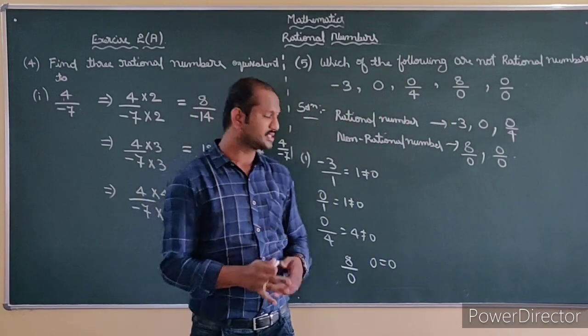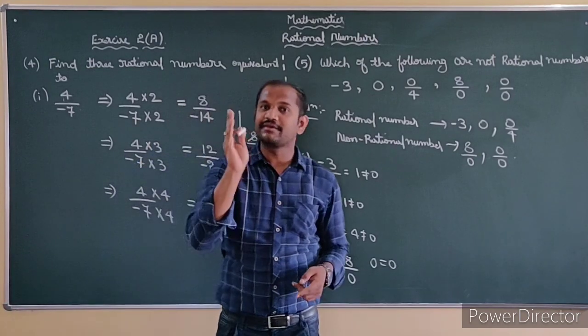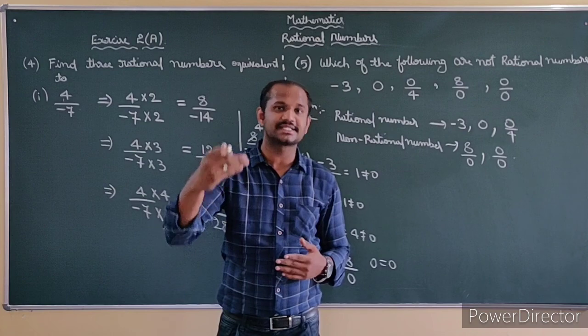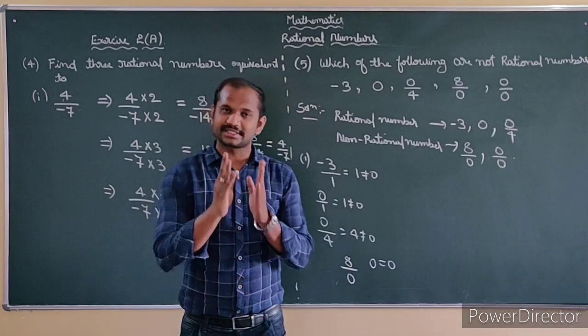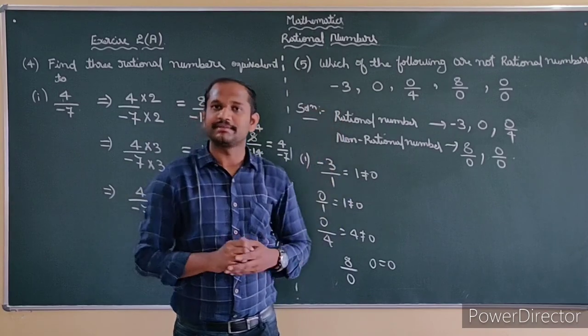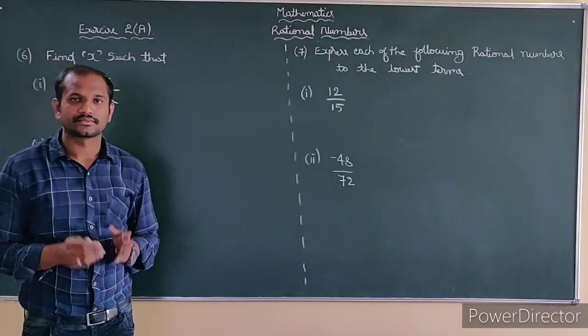See, rational number means both should be integers and the denominator should not be equal to 0. Then it is called a rational number, which is of the form p by q. This is the only thing to understand what you mean by rational numbers. Next we will see a few more problems.